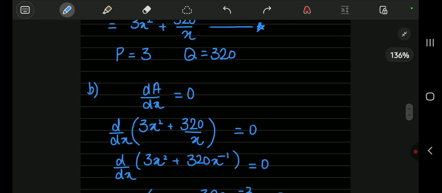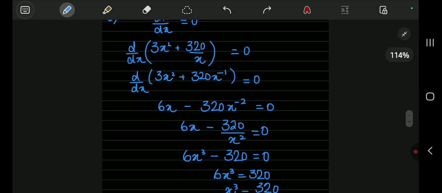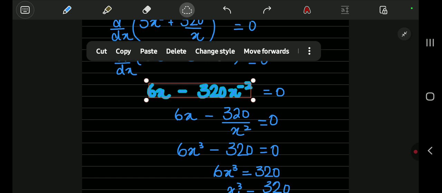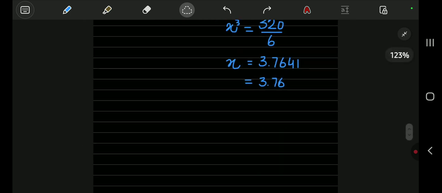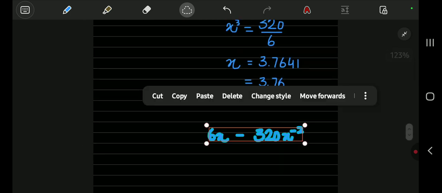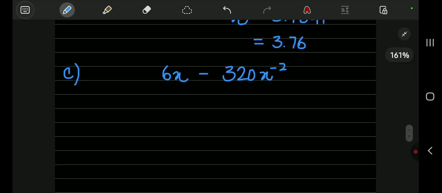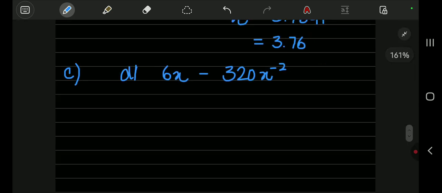Okay, so let's do the second derivative. The first derivative is this. Okay, the first derivative is this. Now we will be finding the second derivative of the same. So this is part C. So your dA over dx is this.